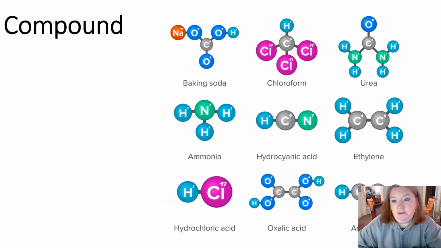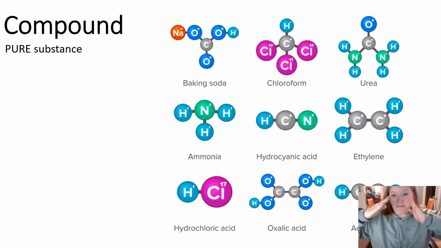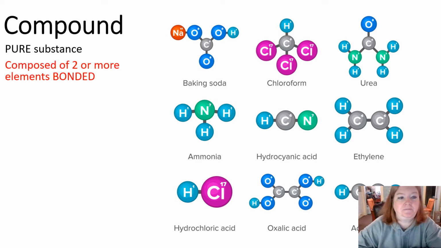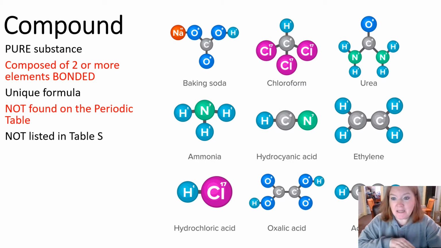So what is a compound? Well, here are some visuals, some examples of compounds. A compound is also a pure substance. So remember, matter is broken into 2 categories, pure substance and mixture. 2 types of pure substances, elements and compounds. A compound is composed of 2 or more elements that are bonded. It has a unique formula with a definite proportion. It is not found on the periodic table, and it is not listed in table S. So if you look in table S and it's not there, then it's a compound.